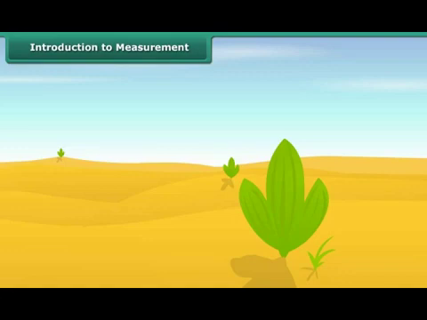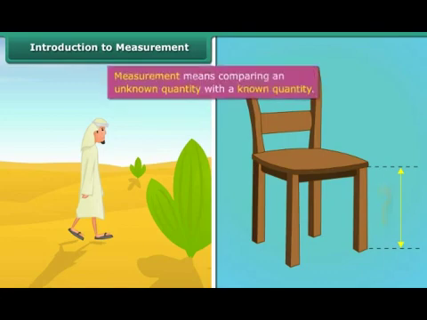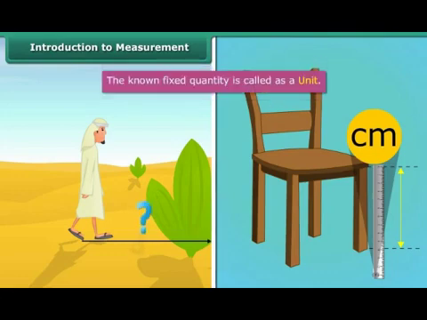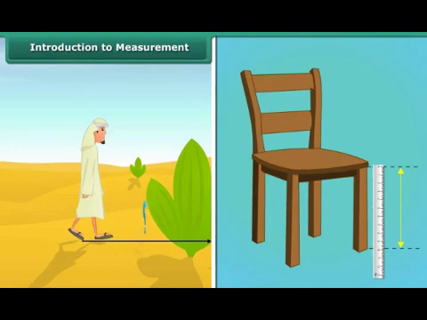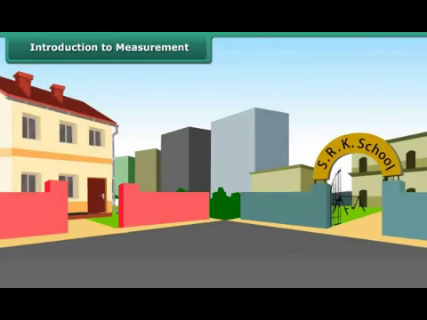Introduction to measurement. Do you know how people know how much they have travelled or how long the leg of a chair is? This is done by using a term called measurement. Measurement means comparing an unknown quantity with a known quantity. The known fixed quantity is called a unit. When you derive the results of this calculation, you get the measurement in two parts. One is a number and the other is the unit of the measurement. You can also calculate the distance from one place to another, for example, the distance from school to your house.